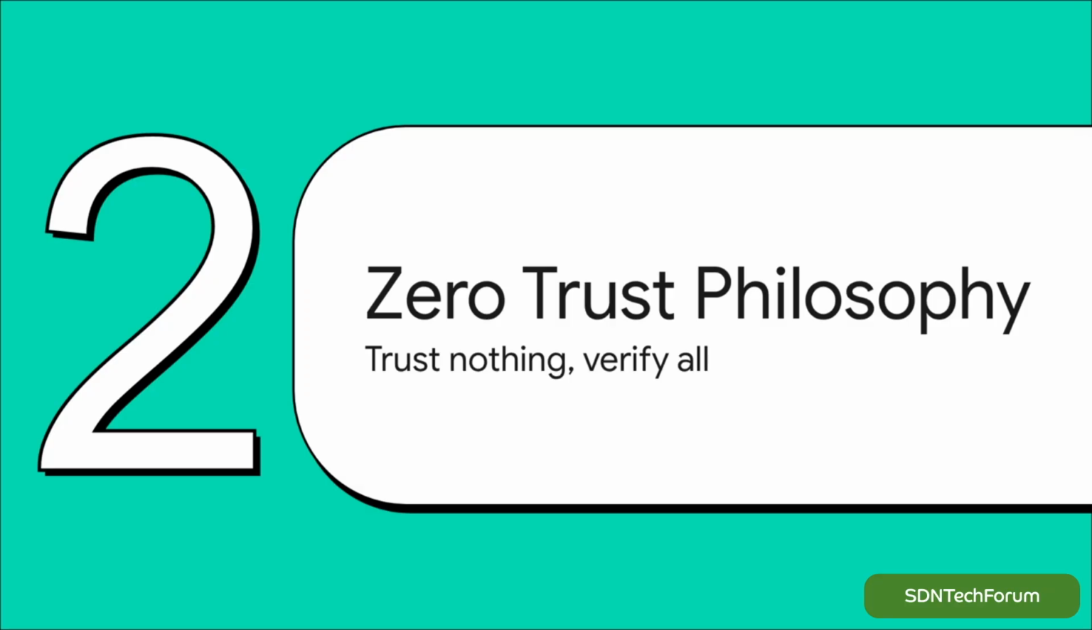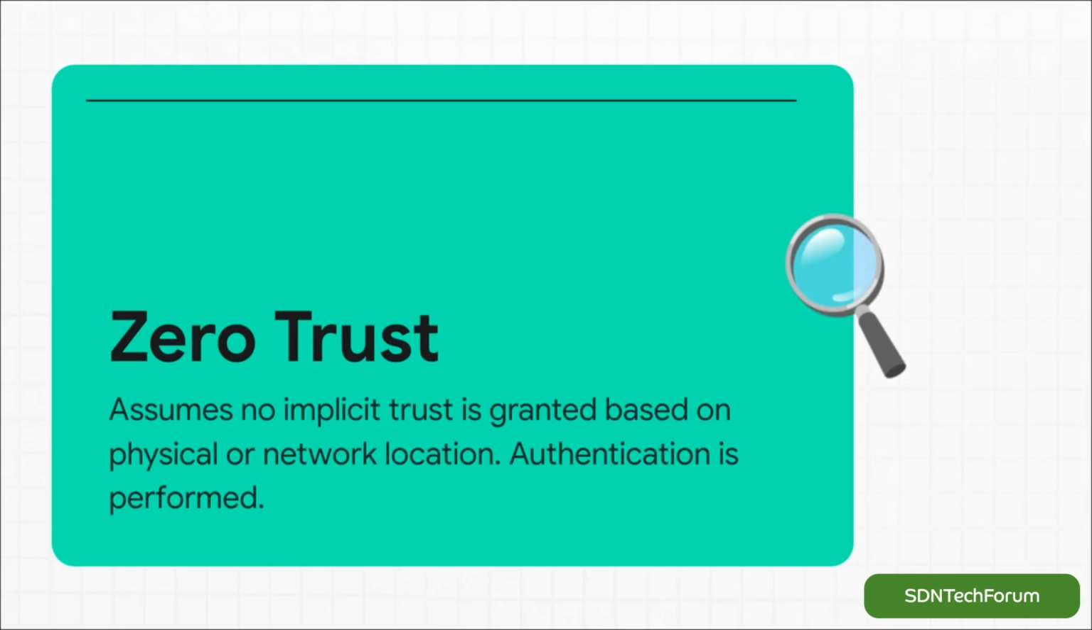Okay, so if location doesn't equal trust anymore, what does? Well, we adopt a whole new philosophy. It's called zero trust, and the subtitle says it all. Trust nothing, verify everything. The idea behind zero trust is actually pretty simple. Basically, you never, ever get a free pass. Every single time you try to access anything, you have to prove who you are and that you're allowed to be there. I don't care if you're in the CEO's office or at a coffee shop on the other side of the world, you have to show your credentials every single time.